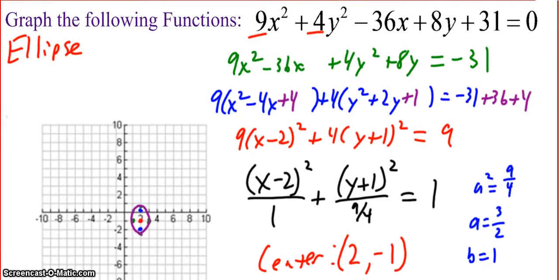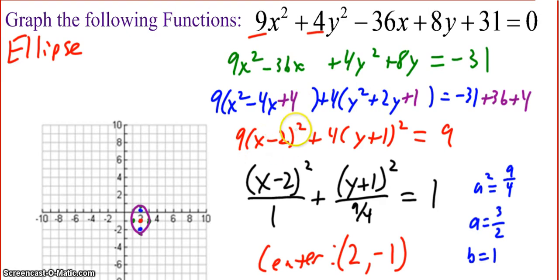How do I come up with this? I recognize that it's an ellipse because I have the same sign but different coefficients in front of the x squared and y squared. So I group the x's, I group the y's. Factor out a 9 from the x's, factor out a 4 from the y's. Complete the square with the x's, so I add 4 in the parentheses, which means I add 36 to the other side. Complete the square with the y's, so I add 1 in the parentheses, which means I add 4 to the other side.